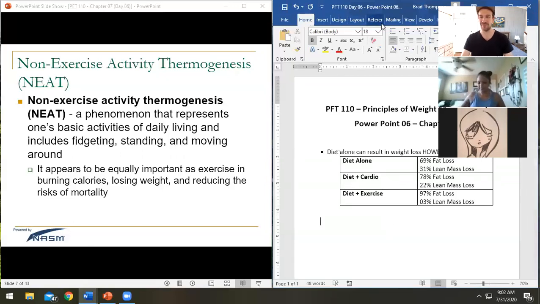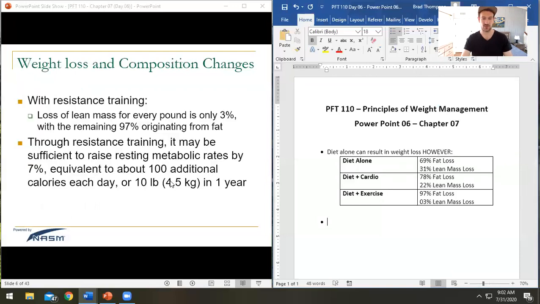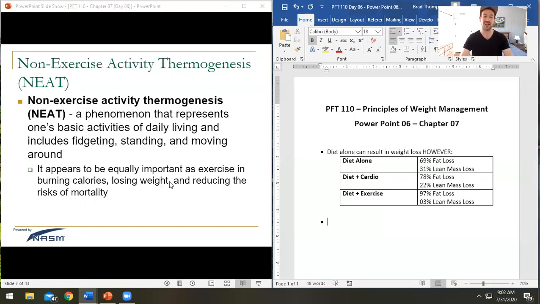So we know that, through resistance training, it's possible to raise our metabolic rate and raise our metabolism. How do we do that in the short term? Well, that comes down to my favorite concept that I always talk about, which is non-exercise activity thermogenesis, or NEAT.